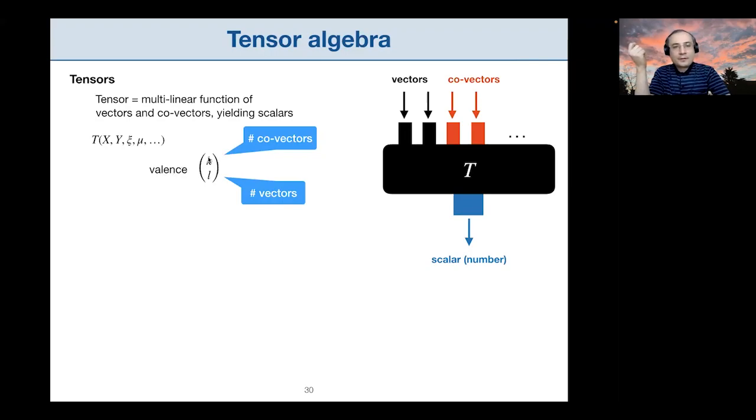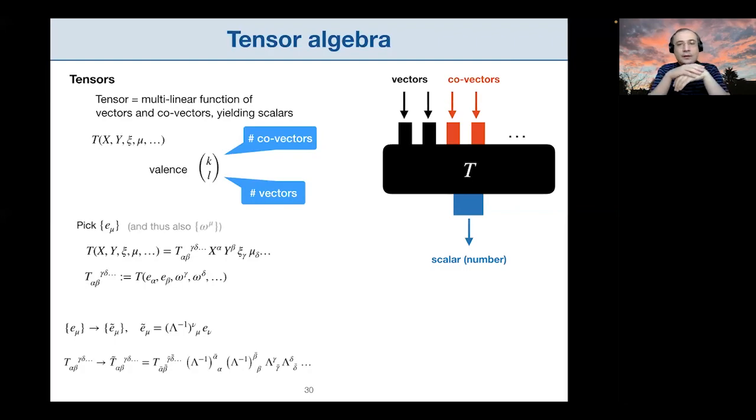The number of covectors is called K, and the number of vectors is called L, and the pair of numbers is usually known as valence. And the thing is that if you plug in vectors and covectors into each of these slots, in the end, what you get is a number. And this number is a linear function of each of the slots. And that's basically a tensor. Okay, but this is abstract. How do we describe tensors using numbers? The answer is that it's relatively simple.